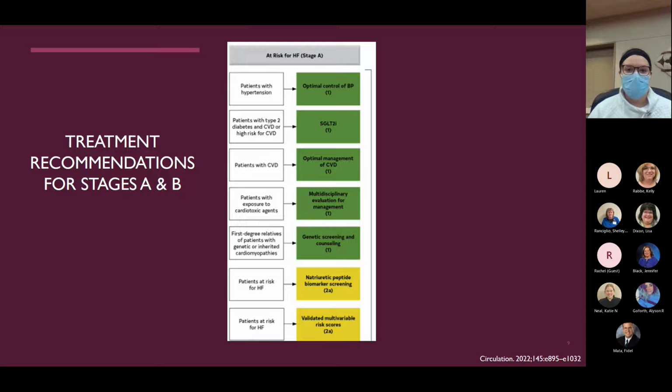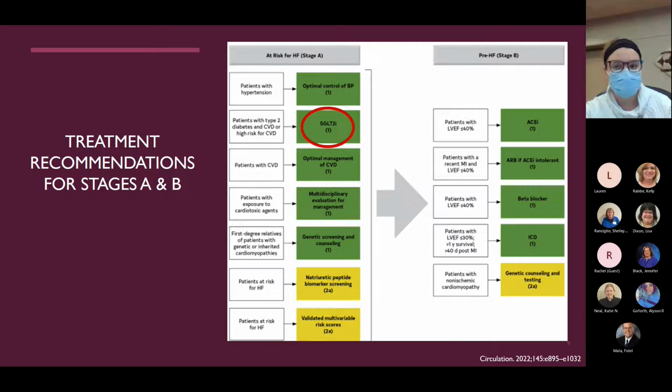So starting off, treating our patients at risk for heart failure. Our stage A patients are patients that have those comorbidities that put them at risk of developing heart failure, despite the fact that they have not presented with any symptoms and don't have any prior structural heart disease. The main update to this guideline is a focus on SGLT2 inhibitors, which will be a main focus of the presentation today. It's important to note that this is now a recommendation that is specifically provided by the guidelines themselves.